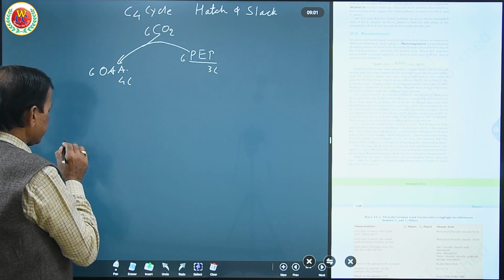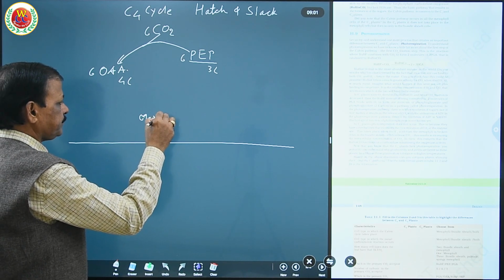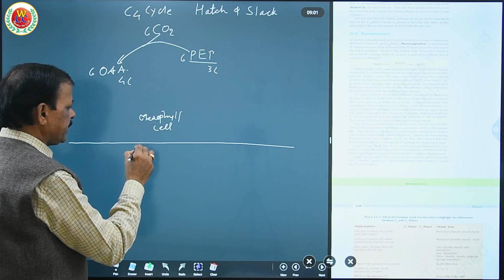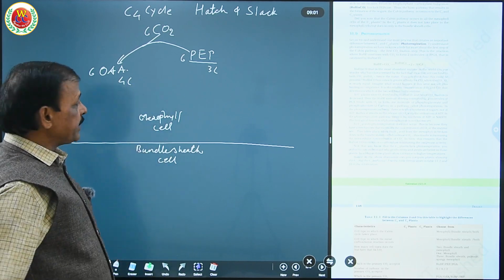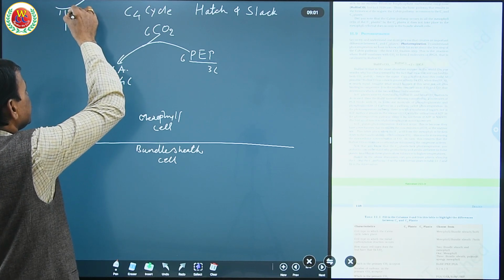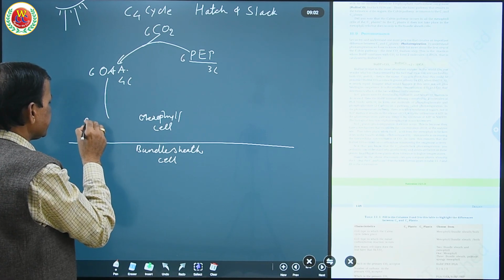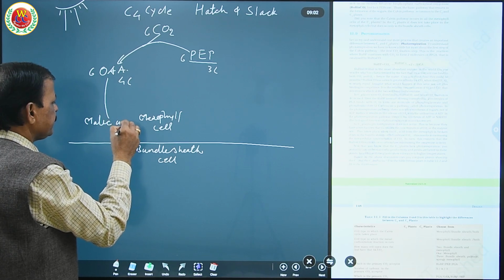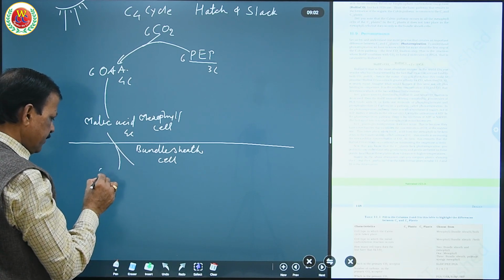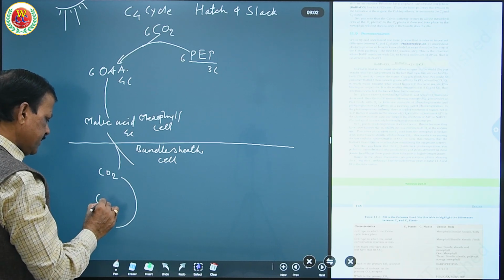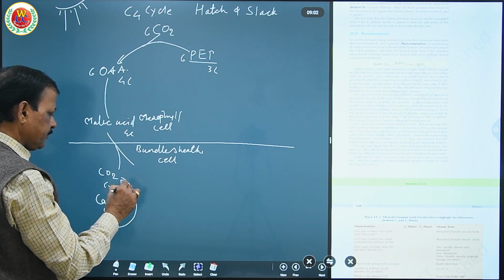So this continues to occur. It occurs in two types of cells, the mesophyll cell and the bundle sheath cell. Now here it is very clear, this is away from light intensity, for how carbon dioxide is fixed in the Calvin cycle. This oxaloacetic acid is further converted into malic acid. This malic acid is also a 4 carbon compound. When this malic acid enters the bundle sheath, it releases carbon dioxide, which becomes part of the Calvin cycle, that is the C3 cycle, in the presence of Rubisco.